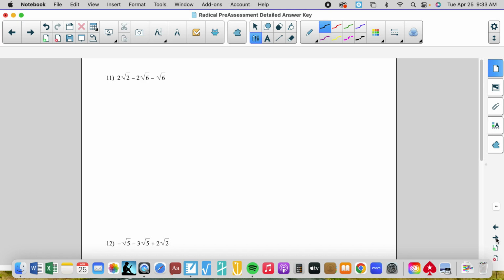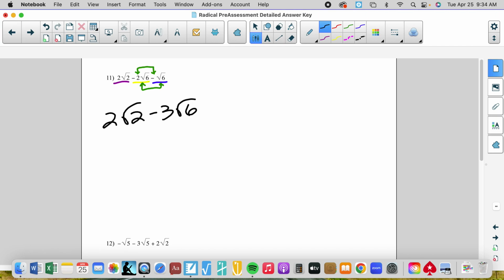terms. Our first term is 2 rad 2. Our next term is -2 rad 6. And our third term is -1 rad 6. So which ones are like terms? The ones with the rad 6s. So we're going to combine their coefficients, negative 2 and negative 1. This 2 rad 2 just comes along for the ride, and we end up with negative 3 rad 6.